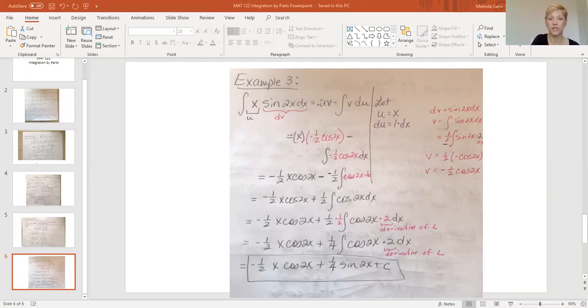So let's go back and plug in. What's my u? My u is x, so in place of u, I have an x. My v, remember, is a negative 1/2 cosine of 2x, so in place of that v, I put negative 1/2 cosine of 2x, and then minus, so there's my minus. My v, there's my v again, that negative 1/2 cosine of 2x, and then my du is just that dx. So does everybody see kind of what we got here?